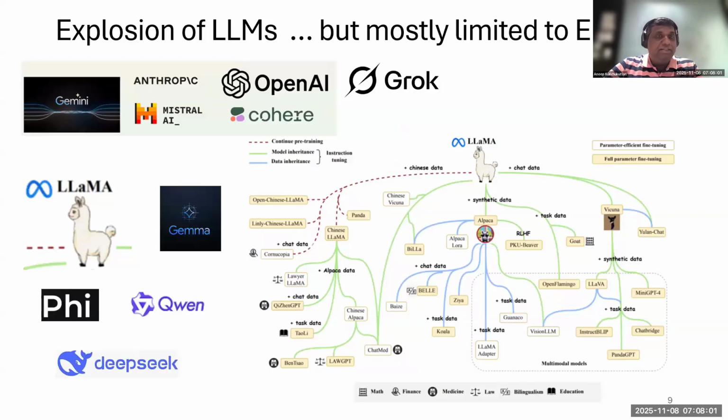But there is an explosion of LLMs, so both proprietary and open source models are also fairly strong. However, most of these gains are limited to English. So, what will it take for us to make these LLMs work well for languages other than English, for the vast majority of languages in the world? Next slide, please.